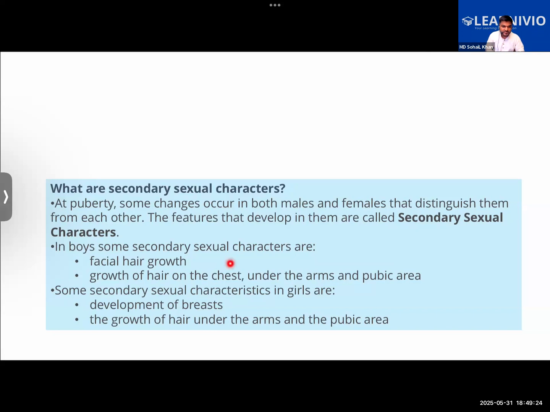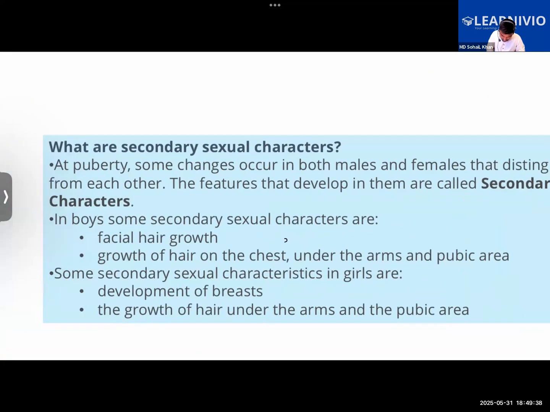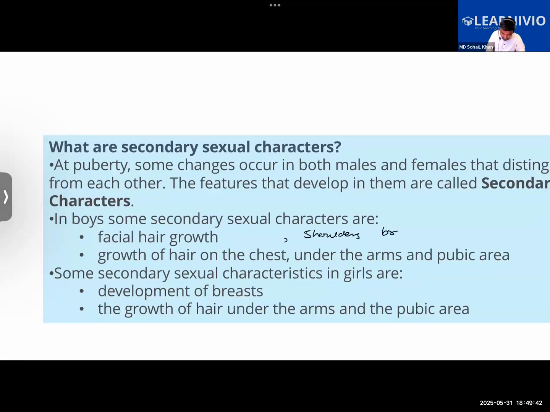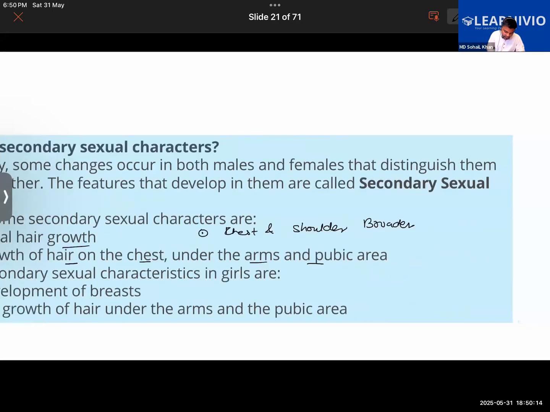As for the boys: facial hair growth, growth of hair on the chest, under the armpits and pubic regions. Other than that, let me write down a few more. Shoulders broaden in them. Or rather, I should write both of them: chest and shoulder broaden. Pubic area basically refers to the genital area, near the reproductive organs. Then they have a deeper voice as well.